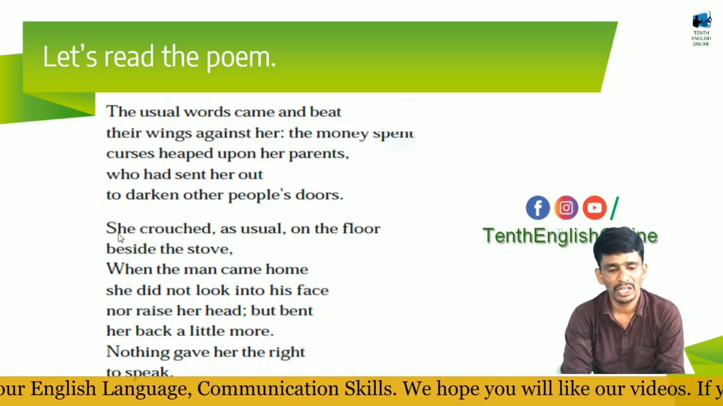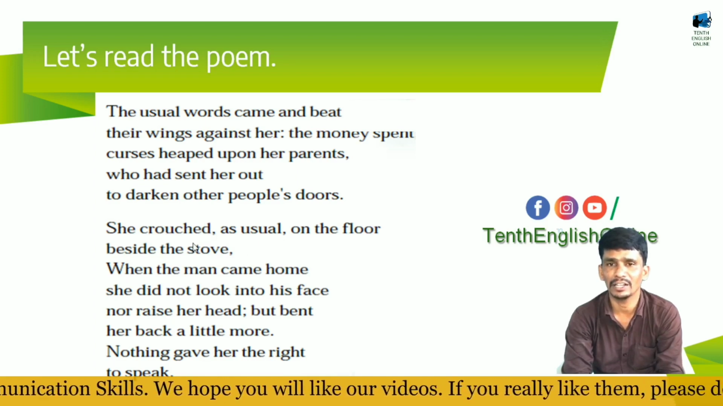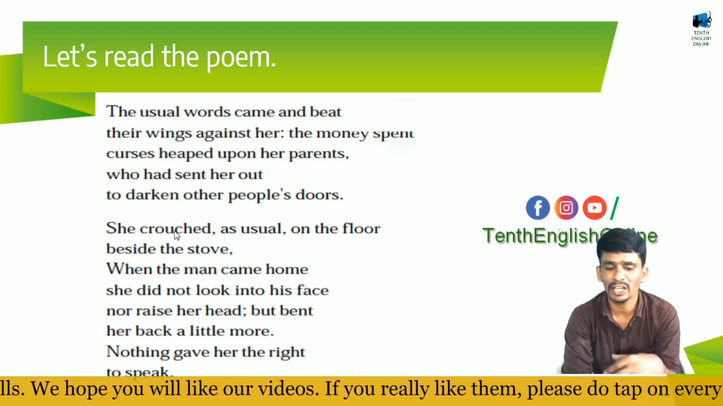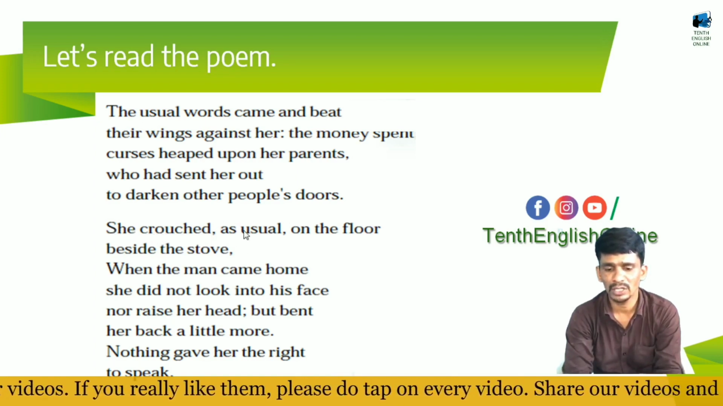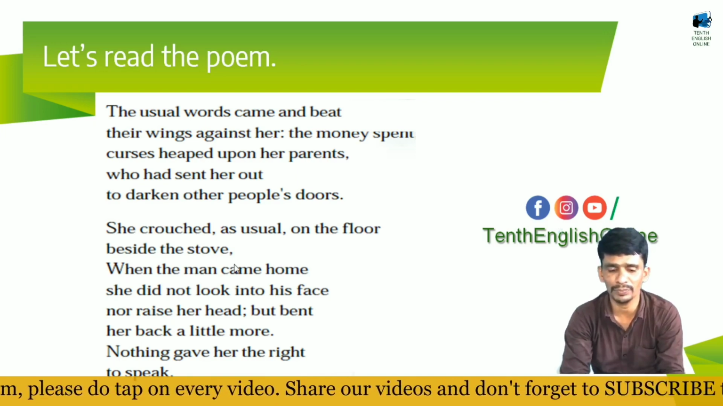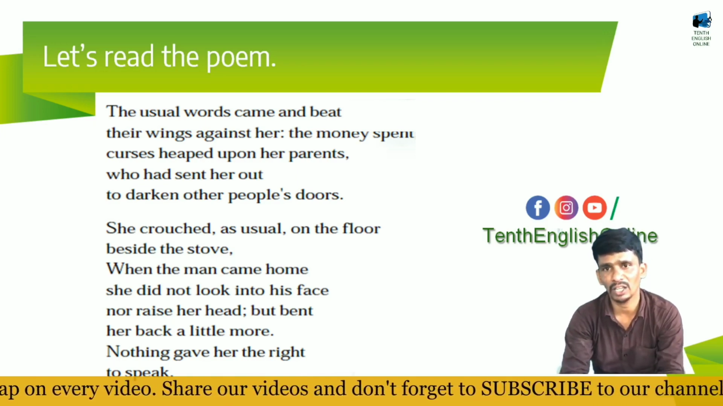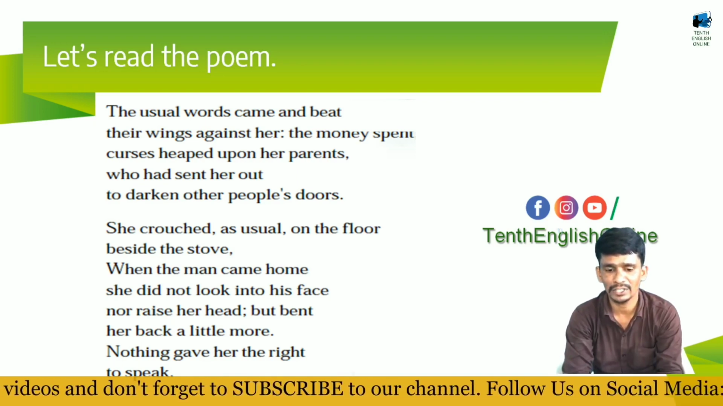Next one. She crouched as usual. Here crouched means sitting on knees. So generally women sit on knees in the kitchen. So she crouched as usual on the floor beside the stove. She was cooking at the time in the kitchen. She put everything in the pot and on the stove. It was going on and she sat on her knees as usual.